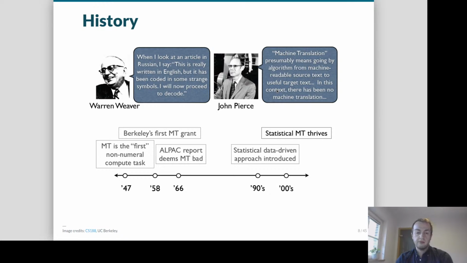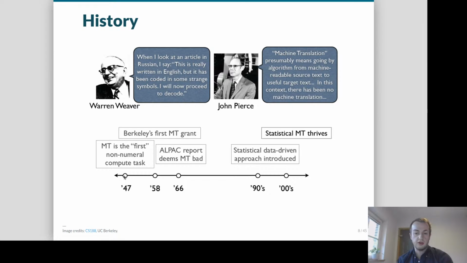All right, so before we dive into some of the approaches, let me say a few words about the history of machine translation. I think it's quite interesting because machine translation is actually the first non-numerical compute task that was ever considered. It's one of the first tasks that we asked computers to solve which was not simply solving some calculus problem, right? And so this is a problem which is not new. I mean, the first attempts date back to the end of the 40s.